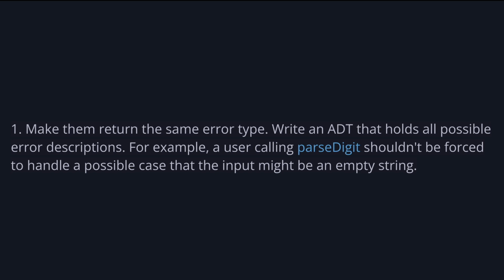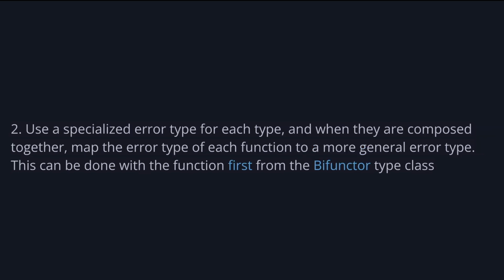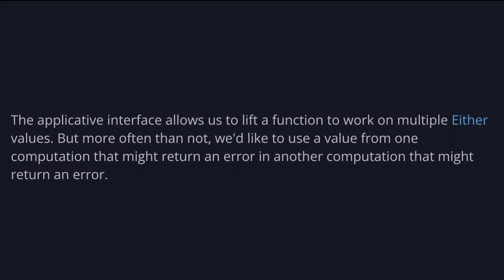For example, a user that is just calling parseDigit should not be forced to handle a possible case that the input might be an empty string. The second option is to use a specialized error type for each function, and when they are composed together, map the error type for each function to a more general error type. This can be done with the function first from the Bifunctor type class. The applicative interface allows us to lift a function to work on multiple Either values, or other applicative functor instances such as IO and Parser.